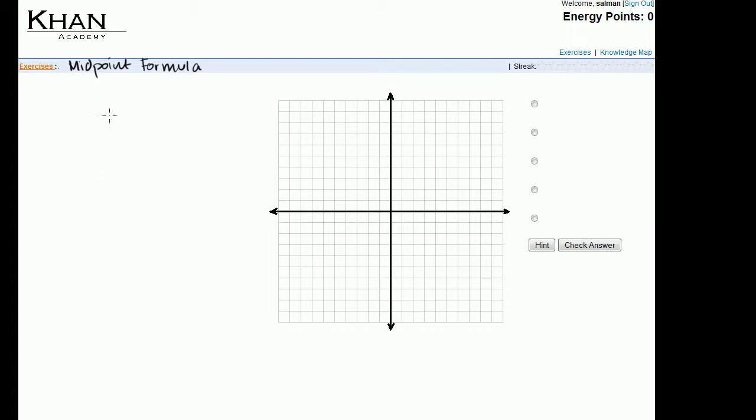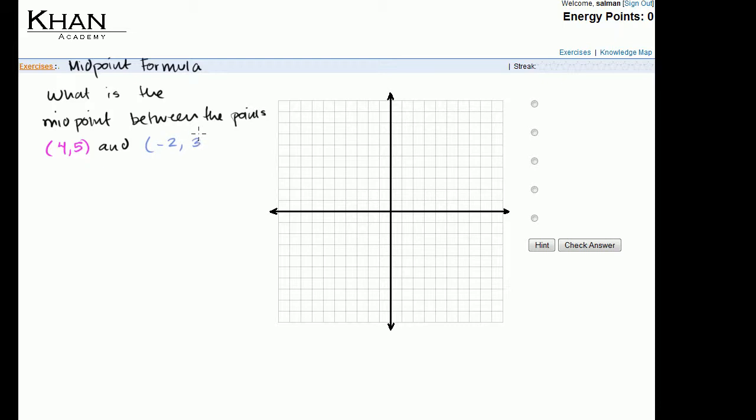Let me show you. So we could say, what is the midpoint between, and maybe we can color code them so that the students know where to look, between, I don't know, 4, 5, and -2, 3.